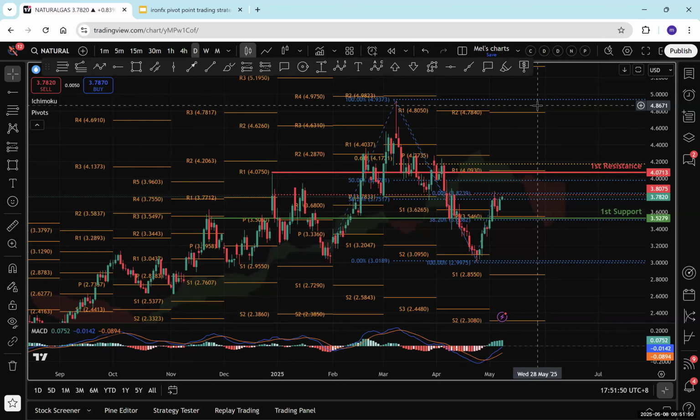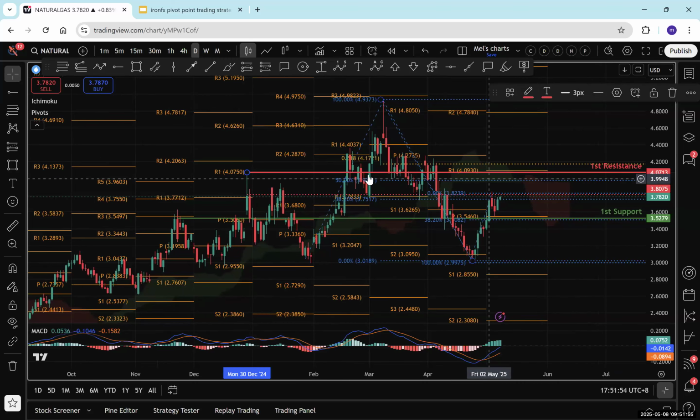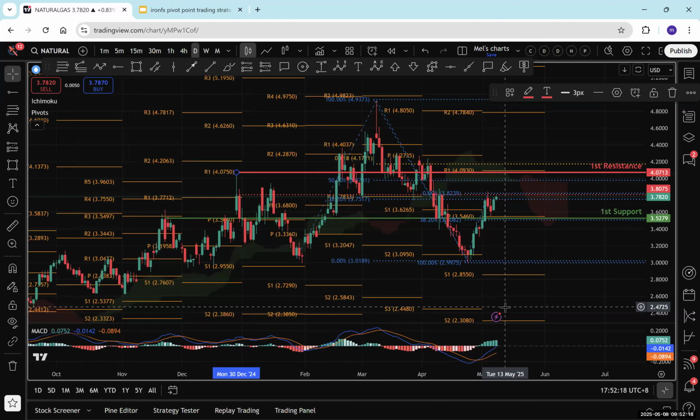Okay, so you can see my first resistance area: there's a lot of P's and R2s and R1s that line up in this area. Similar for my first support as well. You can see the pivot point literally lines up with my first support. S1 is quite close, P here as well. R3, R2, and so on and so forth. Yeah, so that's fine.